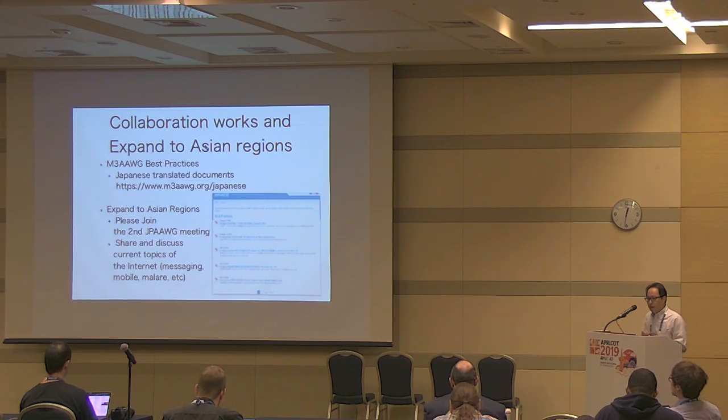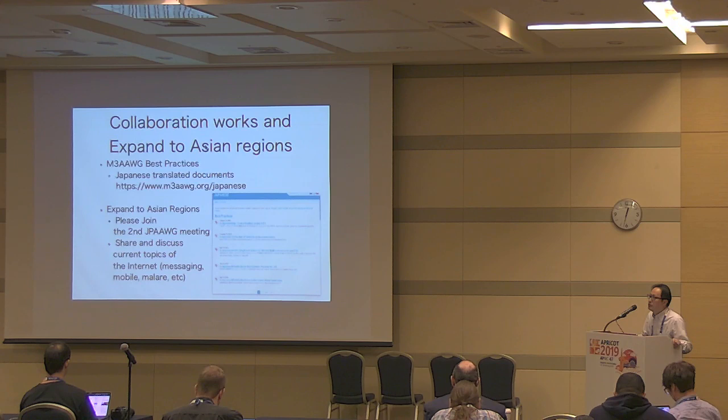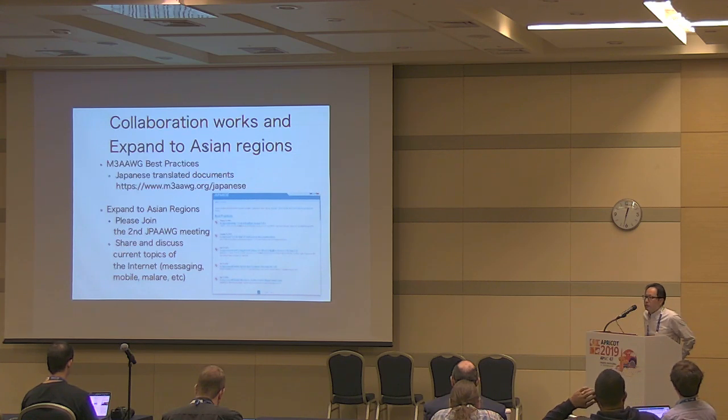At first, we translated some Mang best practices into Japanese. On the Mang side, the translated page is also here. So it's easy to find the Mang best practices in Japanese. Thank you, Mang. Next, we try to extend our activity to the Asian region. So at first, please join the second JPN meeting in November. I want to share and discuss the current topics on the internet in the Asian region. We cover not only messaging, but also mobile, malware, hosting abuse, and so on. We cover a lot of things, so please join our activities.